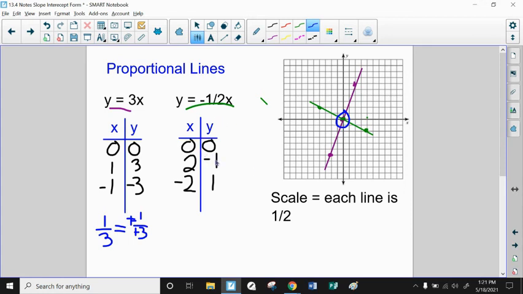Let's look at our other line. 2 over negative 1. Negative 2 over positive 1. Okay? The negative sign can be either in the numerator or the denominator. It doesn't matter, because that makes the whole fraction negative. So when you have proportional lines, they go through the origin and the ratio of the ordered pairs will be the same.